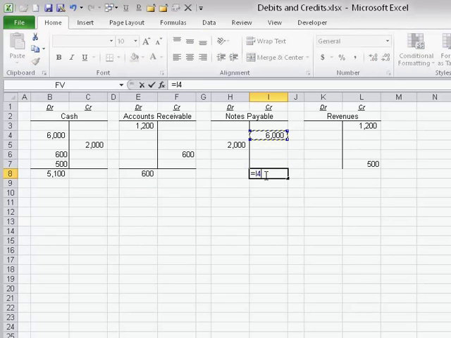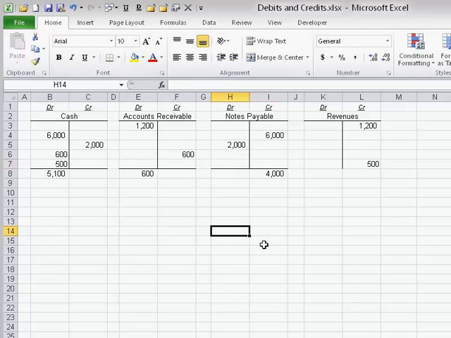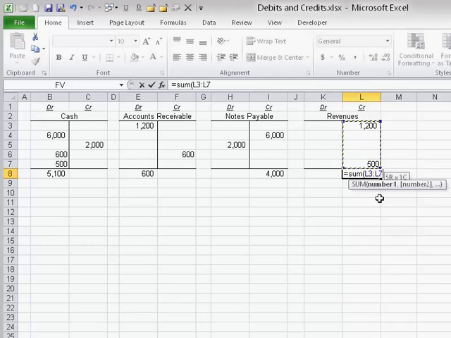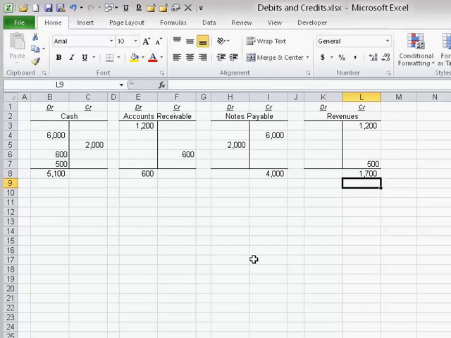Well, the credits were $6,000. $2,000 of the note was paid back. Again, I'll just draw two lines here. I've got a $4,000 balance. My revenues, I did two tax returns. So if I sum that, I get $1,700. Well, let's see if our assets equal our liabilities. Let's make sure our assets equal our liabilities plus equity, and let's also make sure our debits equal our credits. Okay?